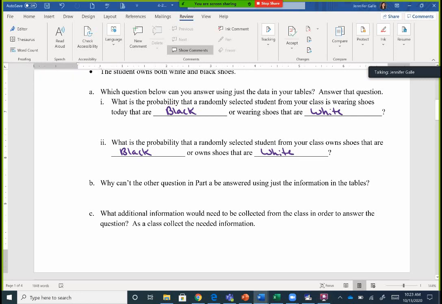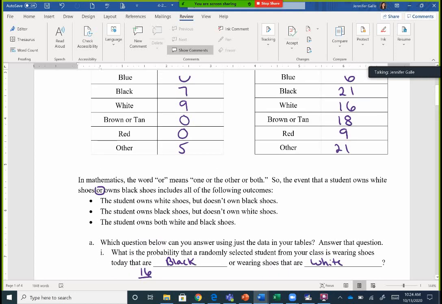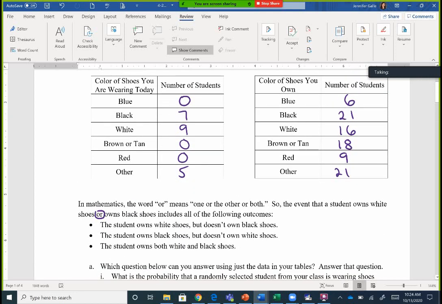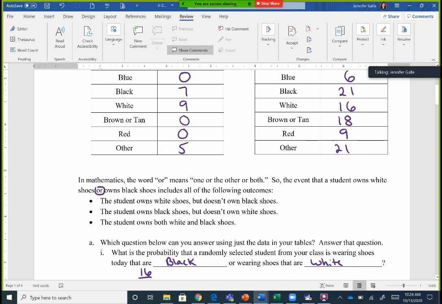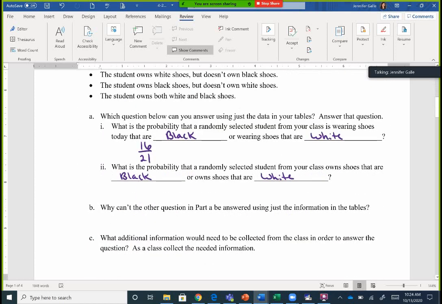So if you read through, in part A, it says, which question can you answer using the data in the tables? And answer that question. Which one of those two can we answer? Part 1 or 2? Part 1. What's the answer to part 1? 16 out of 21. Now, some of us were saying, like, Miss Callie, why can't I answer part 2? Some people answered part 2, and they said we had 37 out of something. Somebody that answered part 2, what did you get?